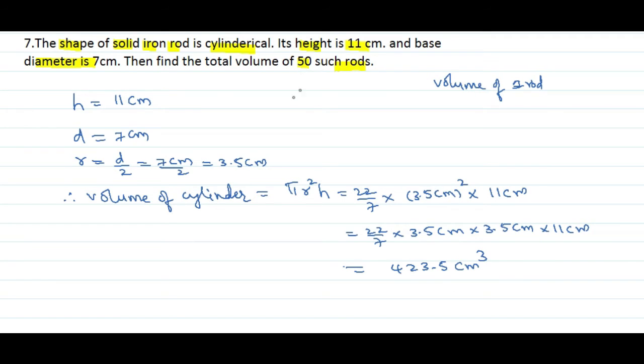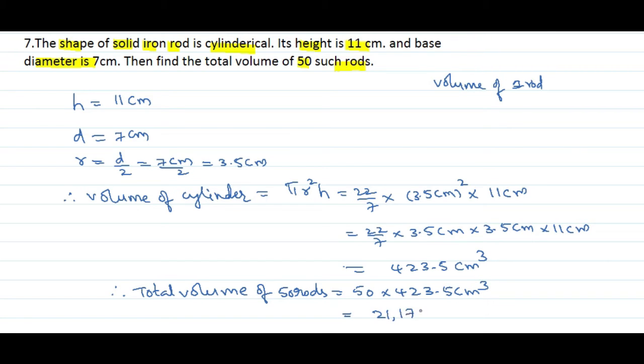But in the question they are asking to find the volume of 50 such rods. Therefore, total volume of 50 rods is equal to 50 into 423.5 centimeter cube. If we multiply, we will get 21,175 centimeter cube. So the volume of 50 rods is 21,175 centimeter cube.